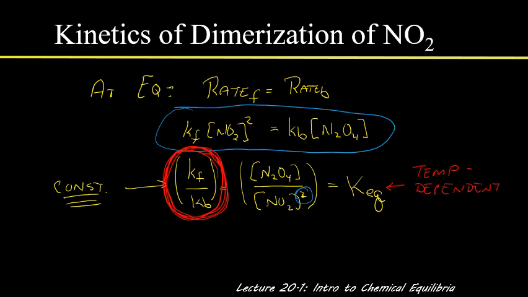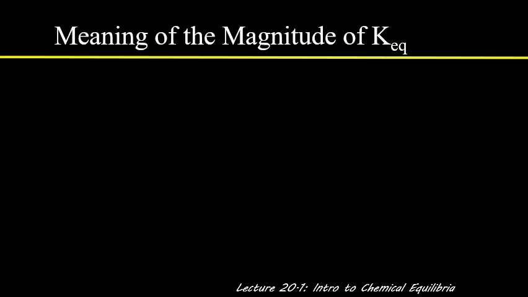One more thing I want to talk about quickly before we wrap this one up, and that is the meaning of this equilibrium constant. We've been talking about it as a ratio, but once you put those concentrations in there, that equilibrium constant actually does give you a number, and I want to talk about the importance of that number.